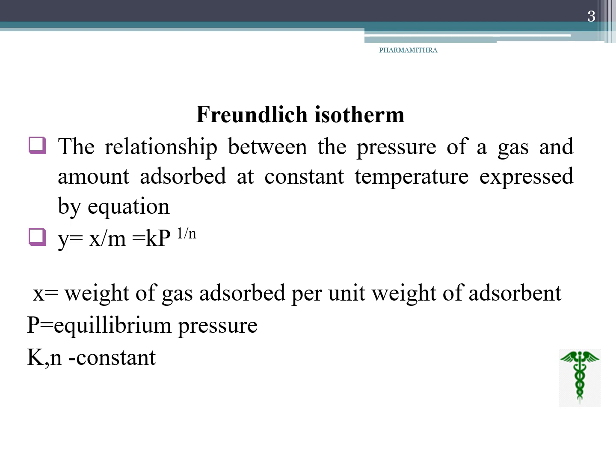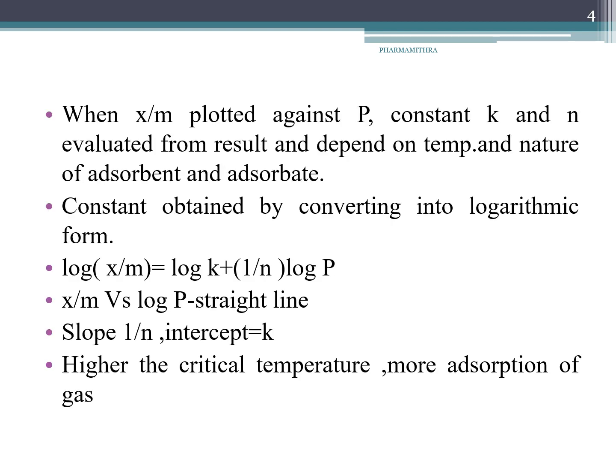In the Freundlich adsorption isotherm, we find a relationship between the pressure of a gas and the amount adsorbed at constant temperature. We use the equation y = x/m = kP^(1/n), where x is the weight of the gas adsorbed per unit weight of the adsorbent, P is the equilibrium pressure, and k and n are constants. If you plot x/m versus P, we get two constants, k and n.